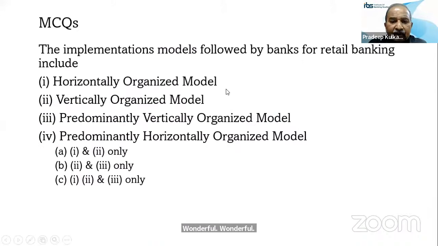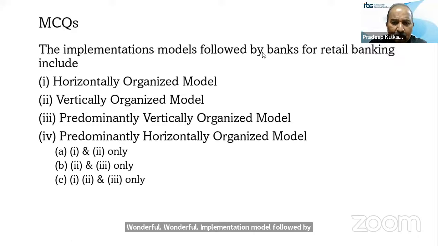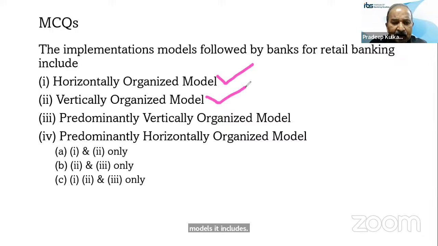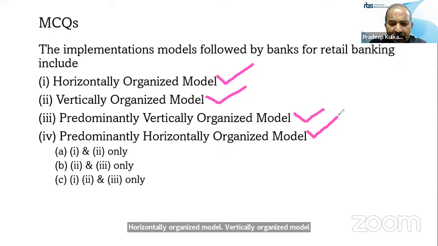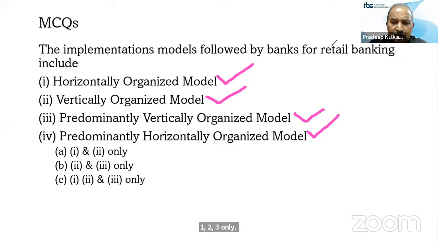Now, the implementation models followed by banks for retail banking include which of these? Horizontally organized model, vertically organized model, predominantly vertically organized model, predominantly horizontally organized model. Options: 1, 2, 3 only; or 1, 2, 3, 4. Which is the correct answer? The correct answer is all four. Actually, the fourth answer option is missing.